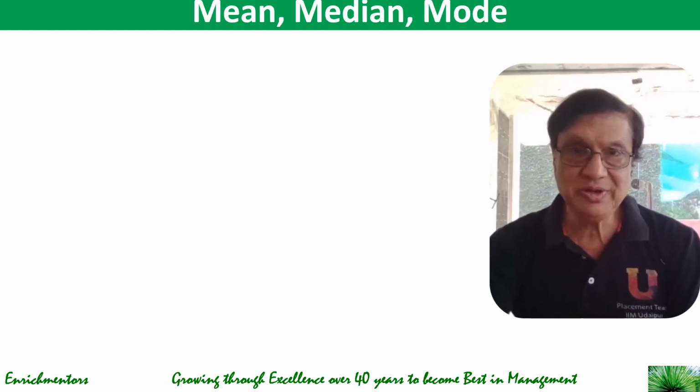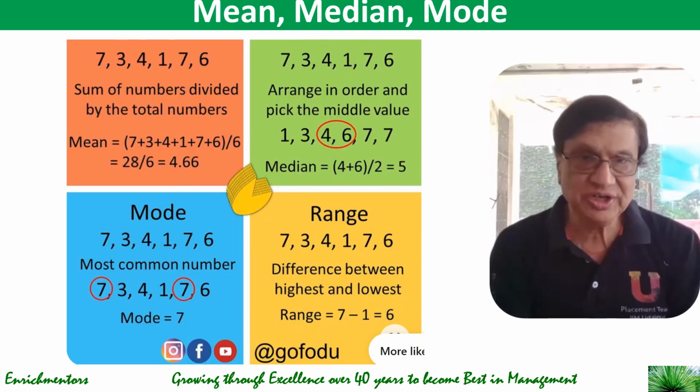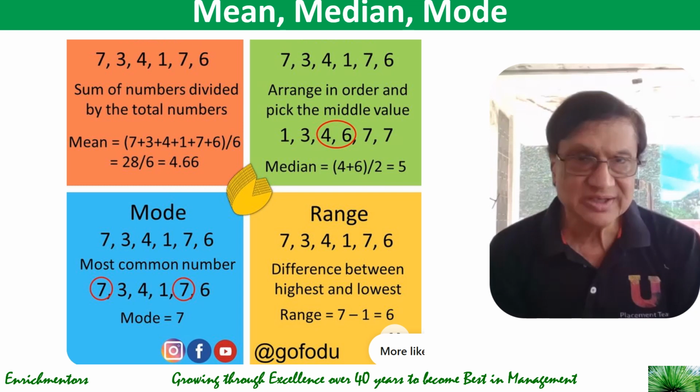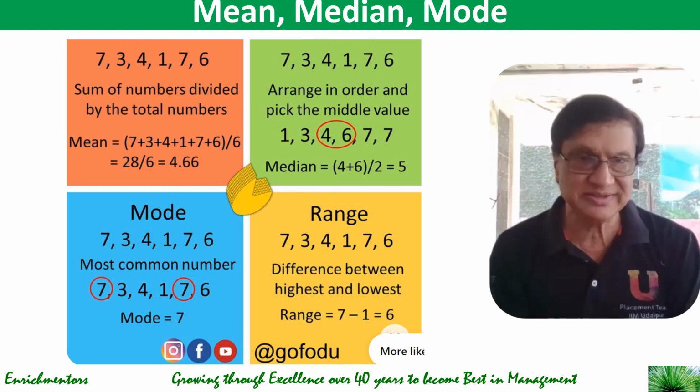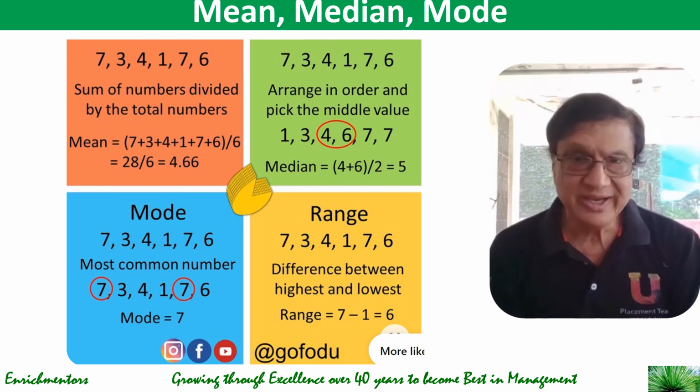Now, what is median and mode? Let's take a quick look and recap. Now, if you see the illustration here, you have these six numbers. So the sum of total numbers divided by the total number is the mean, which is 4.66 here on the top left.